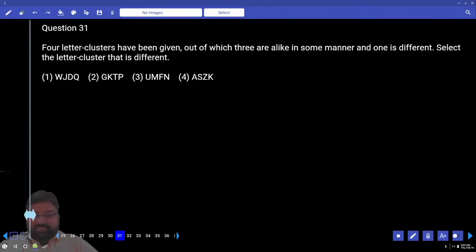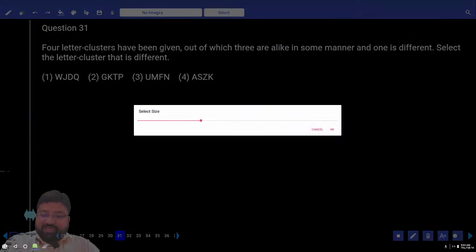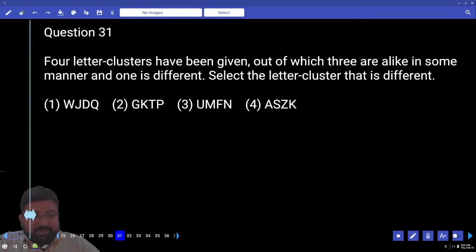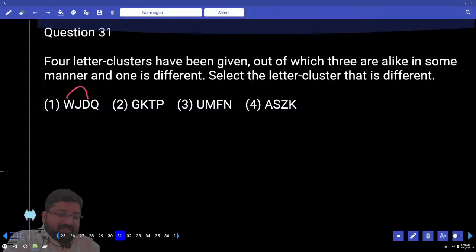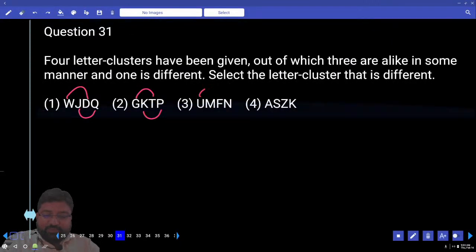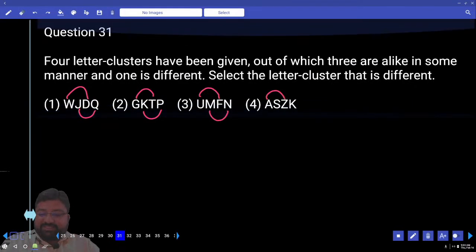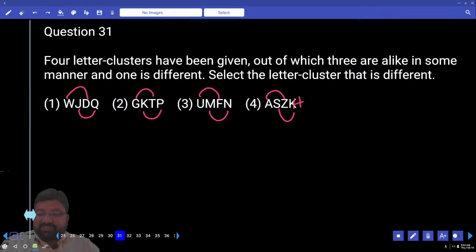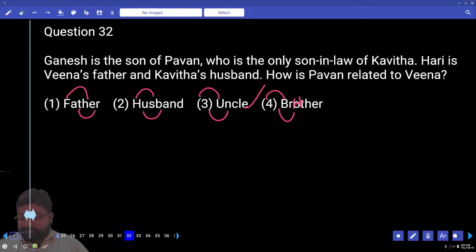Now 4 letter clusters have been given, out of which 3 are alike in some manner and 1 is different. Select the letter cluster that is different. So if you observe carefully here, we do have opposite letters. The alternate letters are opposite. GT, KP, UF, MN, AZ. The opposite of S is H. Then what's there? K. Which option is my answer? Fourth option. Done?